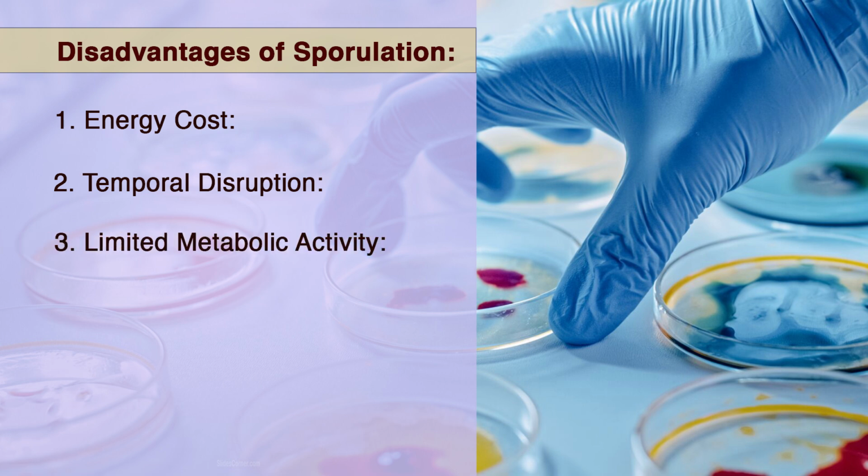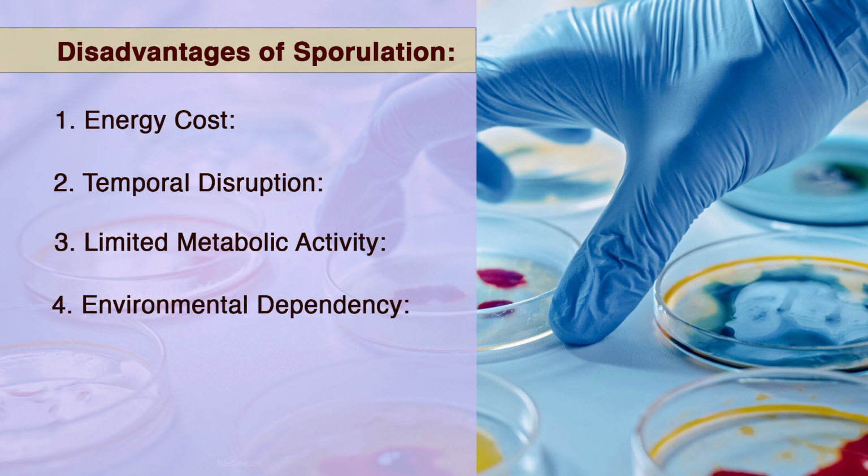Third one is limited metabolic activity. Spores are metabolically inactive and dormant structures. While this allows them to survive in adverse conditions, it also means that they cannot actively grow, reproduce or respond to changes in the environment.